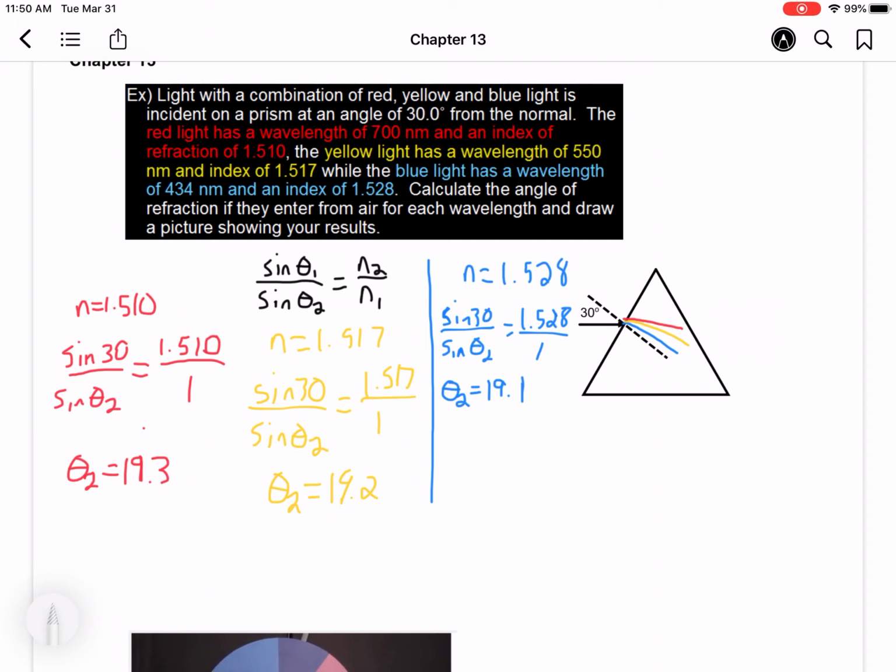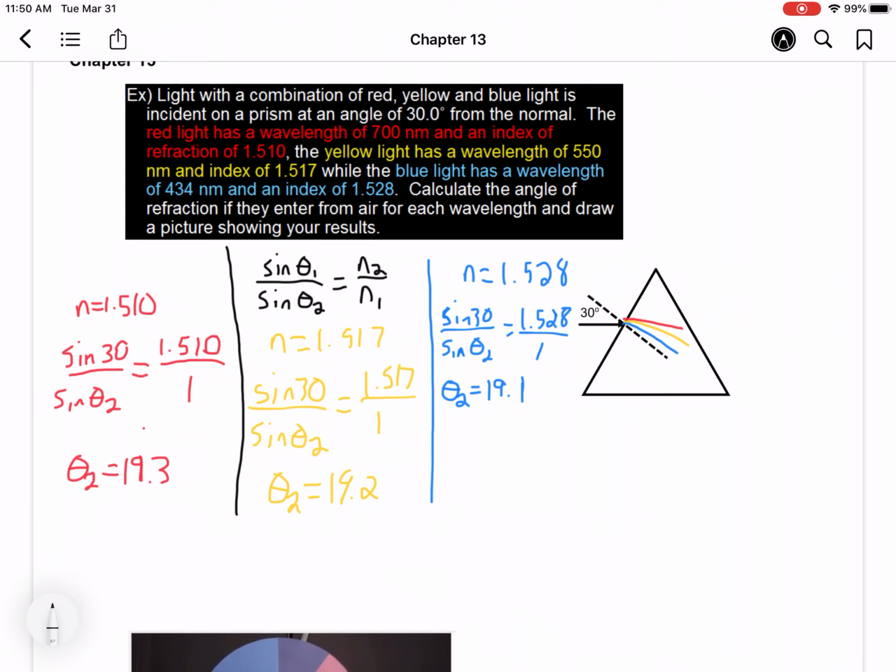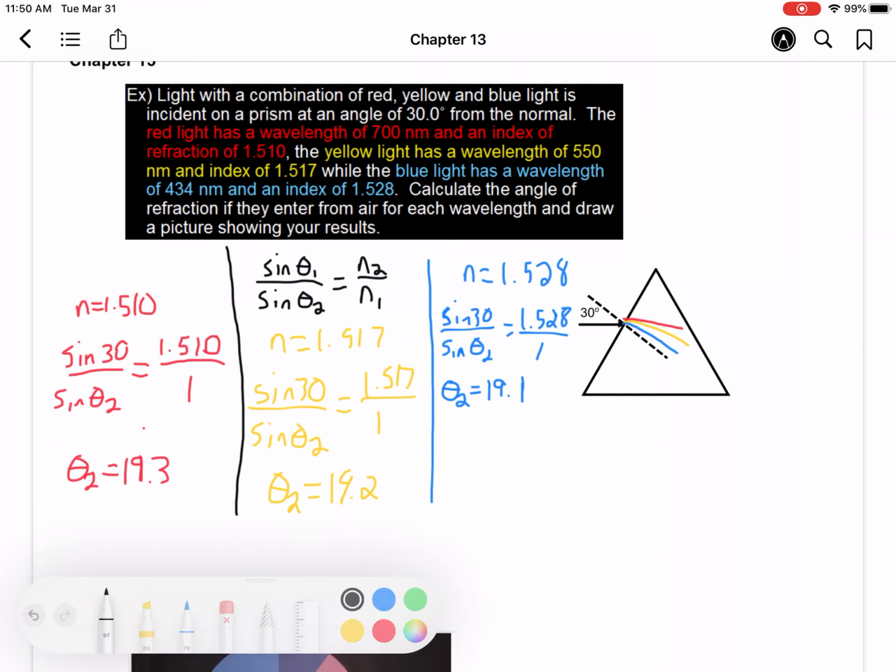Okay, again, you probably want to pause the video here, just to make sure you get this written down and understand what's going on. Take a second and think about it. All right.